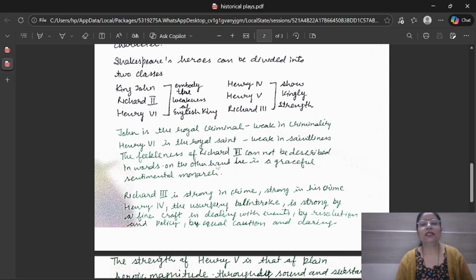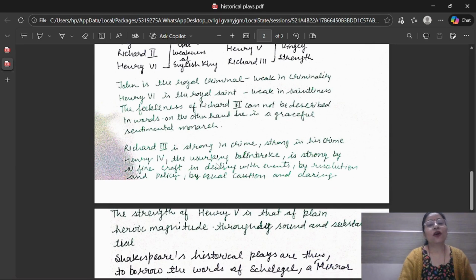John is the royal criminal, weak in criminality. Henry VI is the royal saint, weak in saintliness. The feebleness of Richard II can't be described in words. On the other hand, he is a gracious, sentimental monarch. So, how these kings are shown in the play. On those bases, we can say that John was a royal criminal, but he was weak in criminality. He was shown as a royal criminal, but very weak in this way, and in the same way the next two characters.